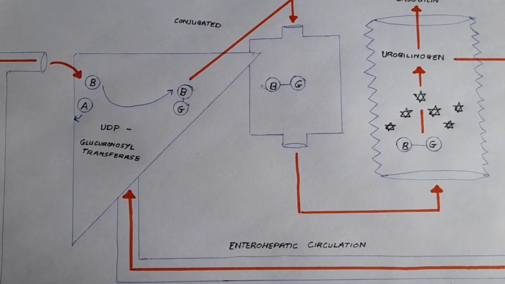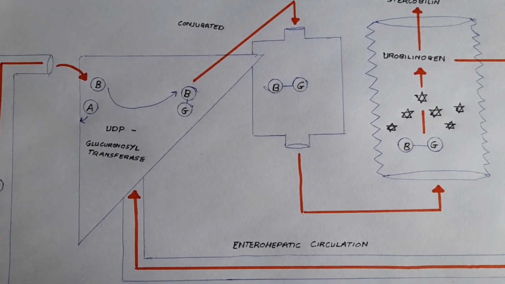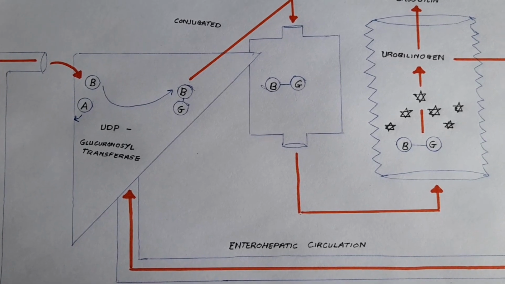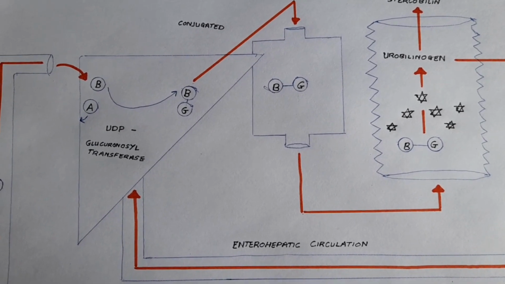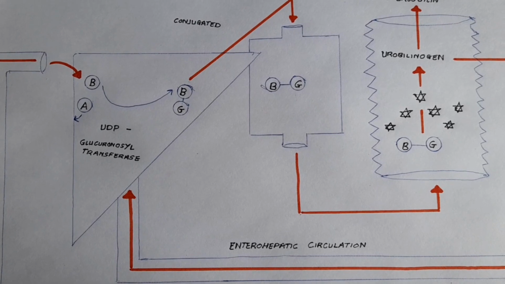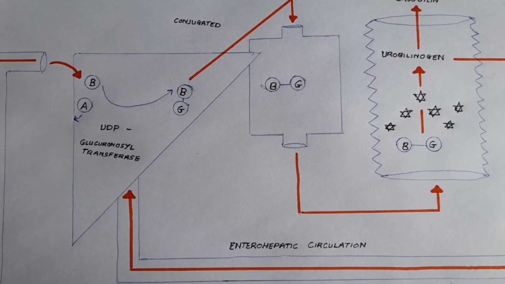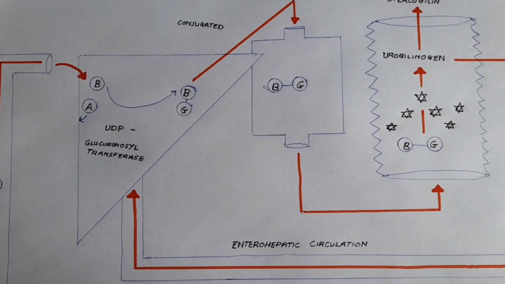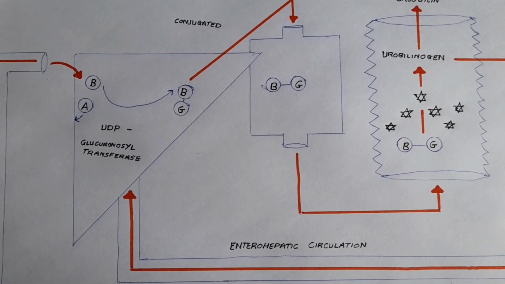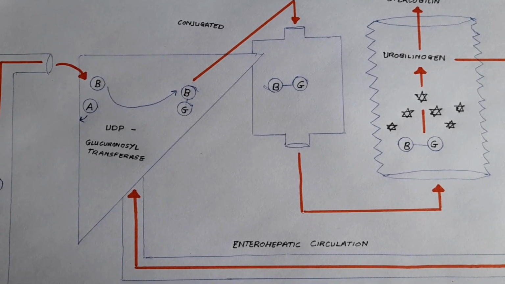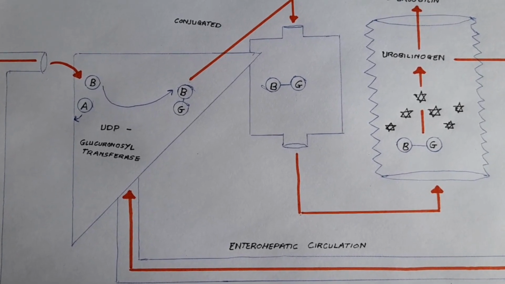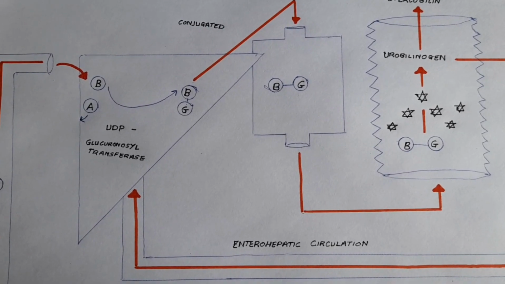When this unconjugated bilirubin gets conjugated, then this conjugated bilirubin will become water loving. So it will become water soluble. Why do we want this bilirubin to be conjugated? So that it can be easily excreted out of the body, because we need to excrete the excess amount of bilirubin.